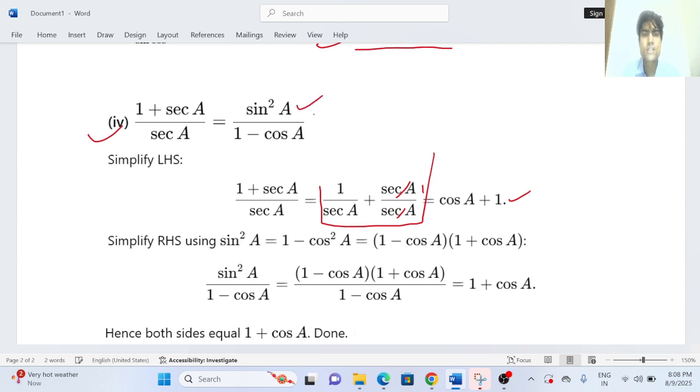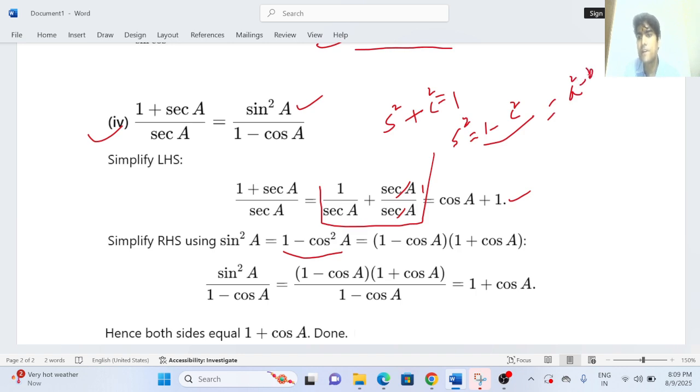Now we move on to the right hand side. We have sine square a, and we know the identity sine square plus cos square is equivalent to 1. This is the identity that we know for sure. So we replace the sine square by 1 minus cos square over here. So we have simply put 1 minus cos square, right? And 1 minus cos square is like a square minus b square.